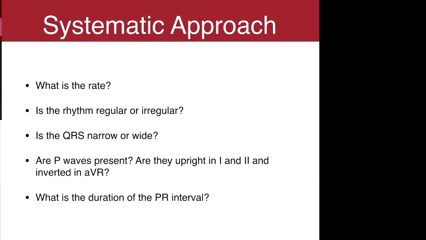So really, when you get down to it with a systematic approach, every EKG you look at, you should try to follow these steps, and you'll be in good shape. I'm going to walk you through what those are and remind you why we do those things. First, on every EKG, look for the rate, and then look to see whether the rhythm is regular or irregular, the QRS is narrow or wide, whether there are P waves, and whether they're upright in 1 and 2 and inverted in AVR. And then we've also added recently, what is the duration of the PR interval? Those should be from the book. All that sound familiar? Thumbs up.